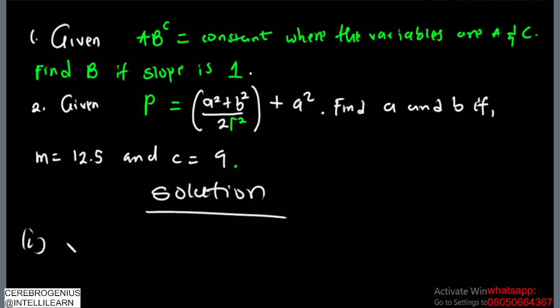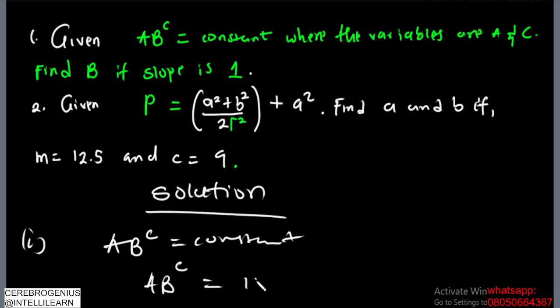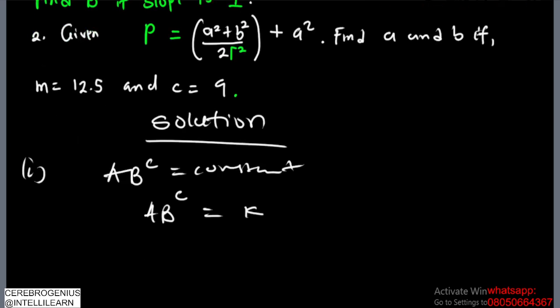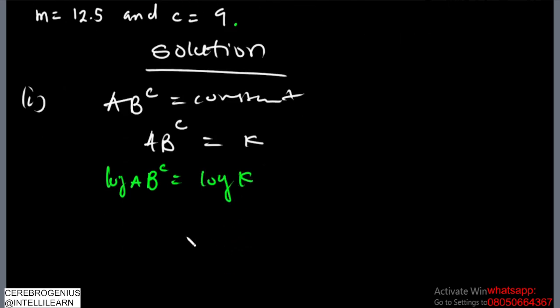So we bring it out. You have a b raised power c is constant. Now you can just write it, since this is a constant. You can say a b raised power c is k. Then you introduce logarithm. You have log of a b raised power c equal to log k. Then you are going to have log a plus log b raised power c equal to log k.